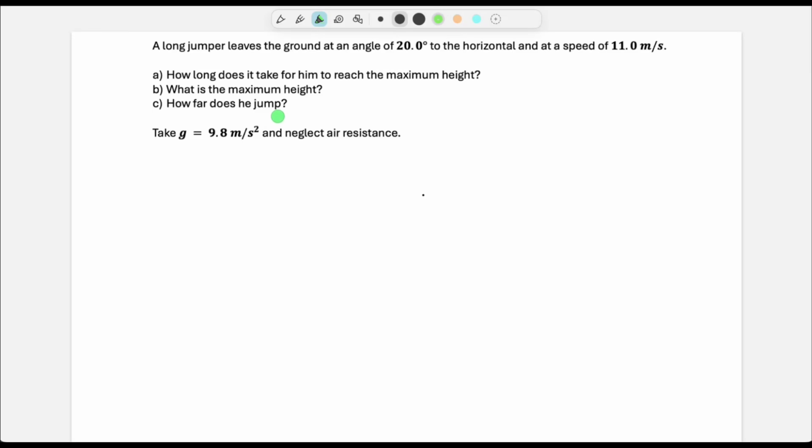In today's video, I'm going to show you how to solve this projectile motion problem. A long jumper leaves the ground at an angle of 20.0 degrees to the horizontal and at a speed of 11.0 meters per second. We are to calculate how long it takes for this jumper to reach the maximum height. Also, we are to find what the maximum height is, and finally, we are going to calculate the range of this jump. In this problem, take acceleration of gravity to be 9.8 meters per second squared and also neglect air resistance. Now let's look at the solution.